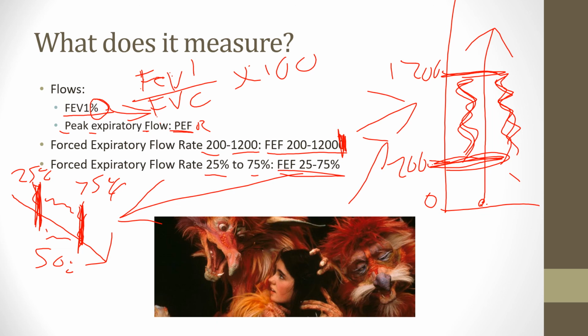So it's going to tell us about that medium to smaller airways. Which one would be more significant with asthma or emphysema, the 200 to 1200, or something in that medium to small airways, like the 25 to 75%? There would be the 25 to 75%. Emphysema, asthma, that would be that 25 to 75.